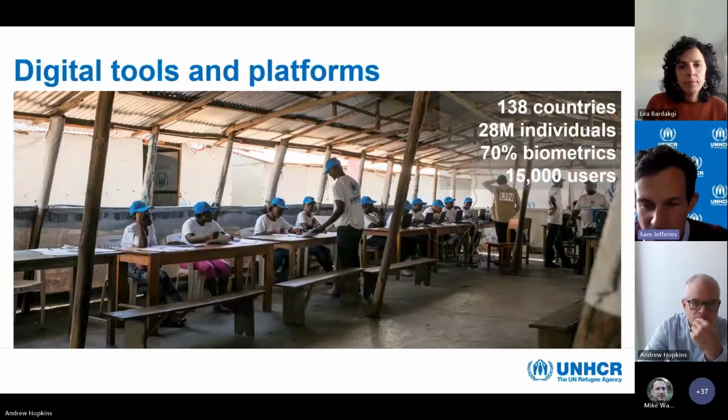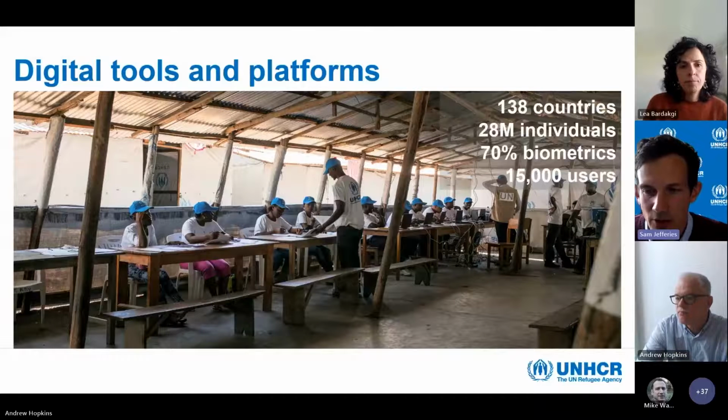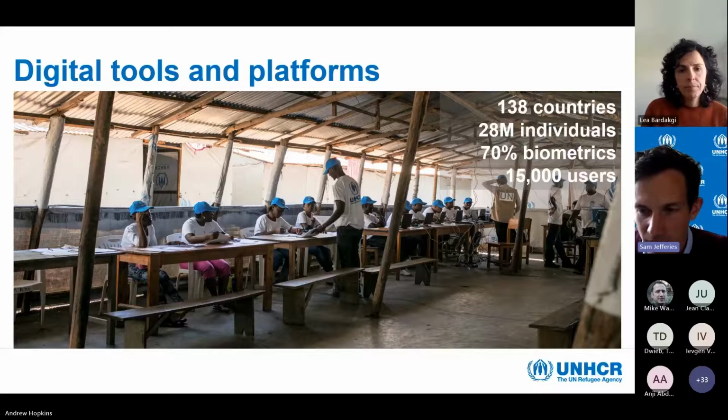So right now, as of today, we're operating with a digital platform for identity management, registration, and biometrics in 138 countries worldwide. We have nearly 30 million individuals protected by our systems, and of those who we see regularly, more than 70% have a biometric record with us. We've got a large user base of more than 15,000 staff, where a large percentage of those 15,000 are not just working for UNHCR, but work for the governments and partners with whom we work.